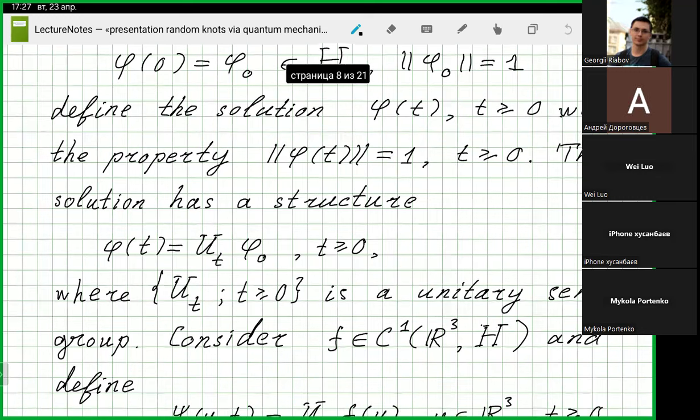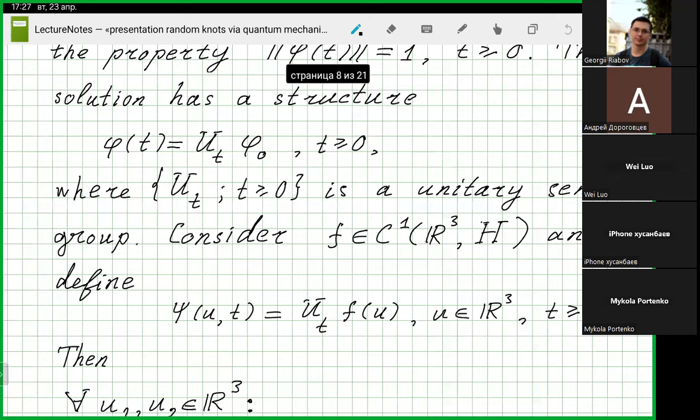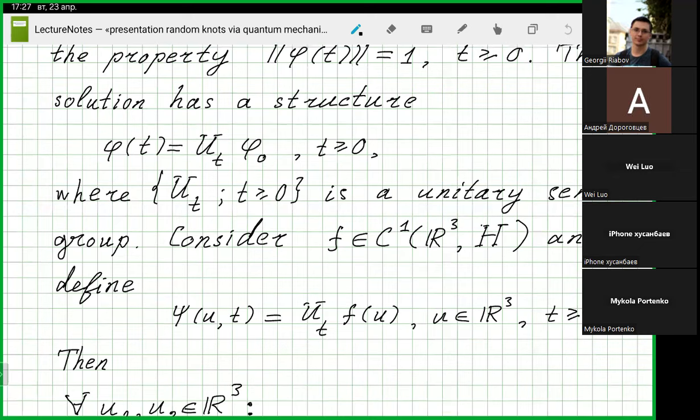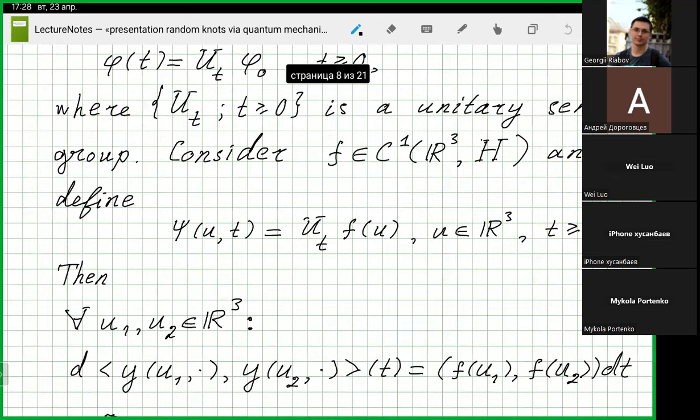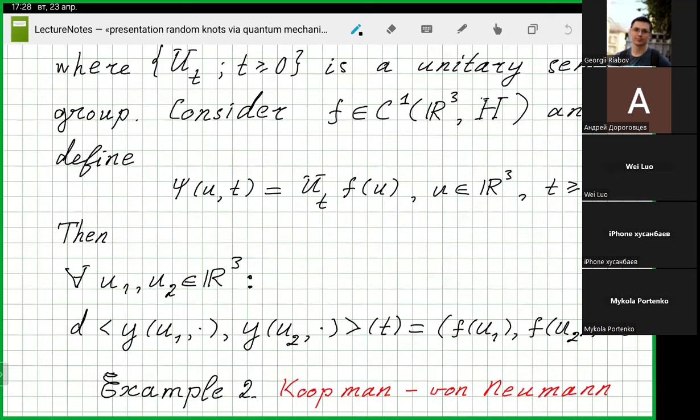And if we now have this f, which belongs to C1(R3, H), and define psi(u,t) equal to U(t) applied to f(u), then what will we have? The correlation does not change. So if we start from the product f(u1) and f(u2), then we have the same. Yes, the correlation does not change.